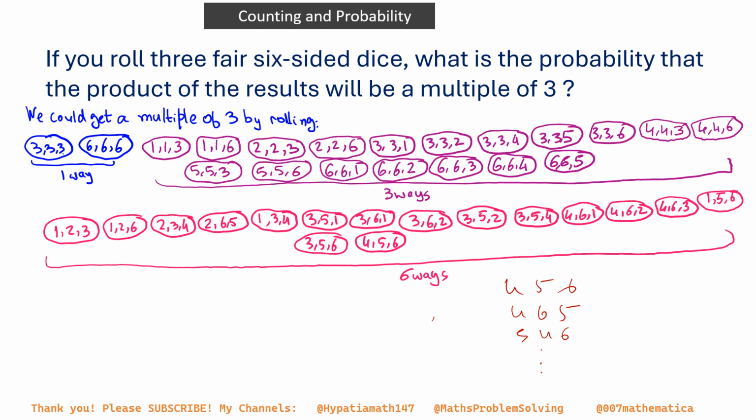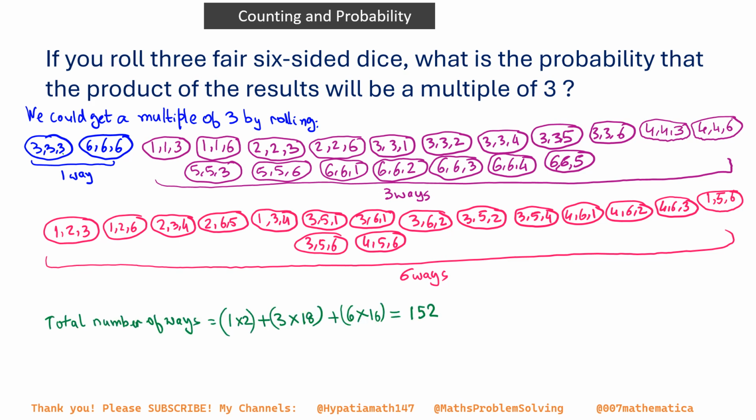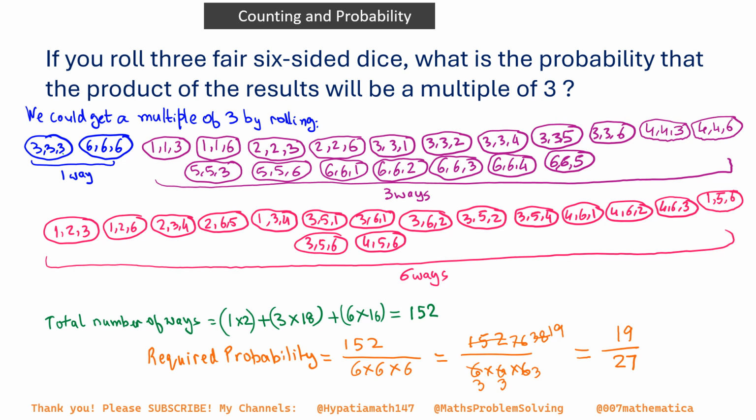So then what is the answer to this question? The total number of ways would be, you would add them finally: 1 times 2, plus 3 times 18, plus 6 times 16, and that should give you 152. And finally the required probability would be 152 divided by 216, and that after simplification should give you 19 out of 27, which is the answer.